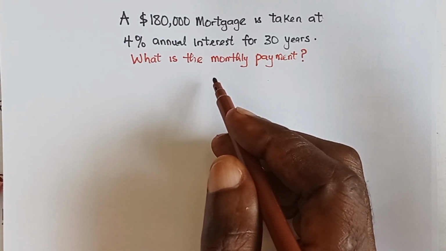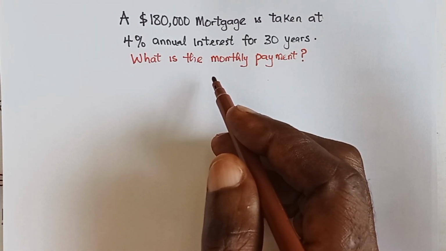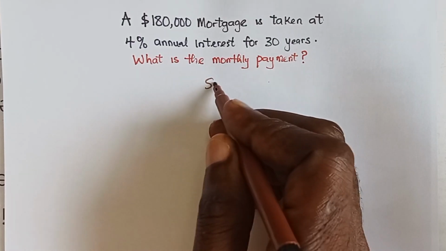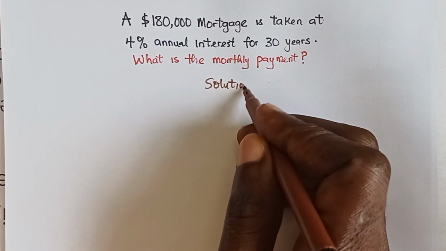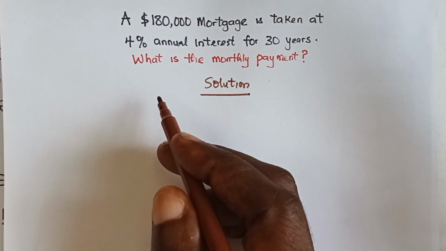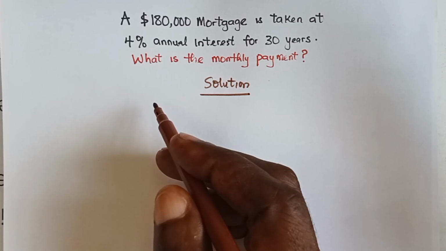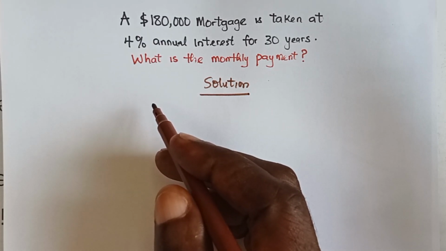In this video I want to show us how we can quickly calculate the monthly payment for a mortgage or a loan. We have a $180,000 mortgage taken at 4% annual interest for 30 years. Now we want to calculate the monthly payments.